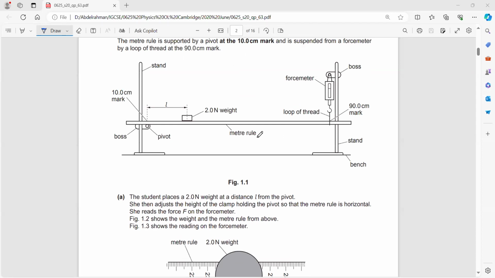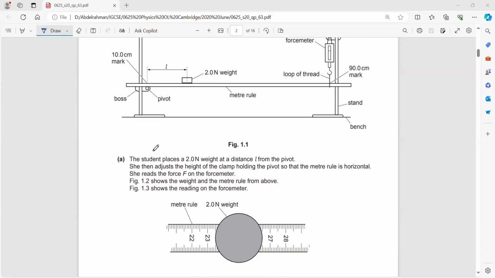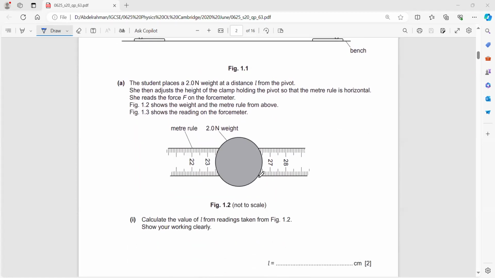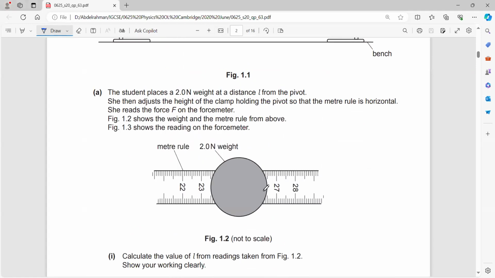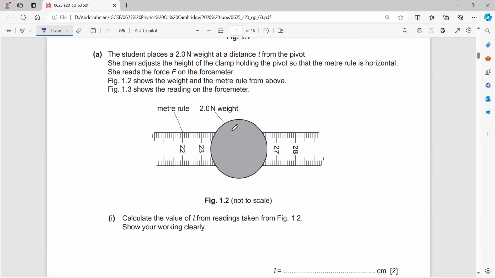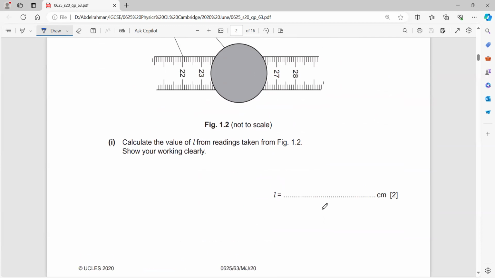We need to do 26.6 minus 23.5, which gives 3.1. Is it 26.6 or 26.5 here? No, it's 26.5, and here it is 23.5. So the width of this, 26.5 minus 23.5, is going to give me a width of what? A width of 3.